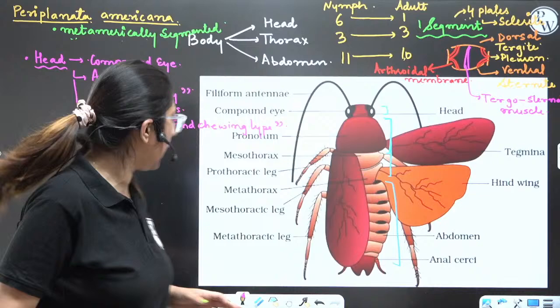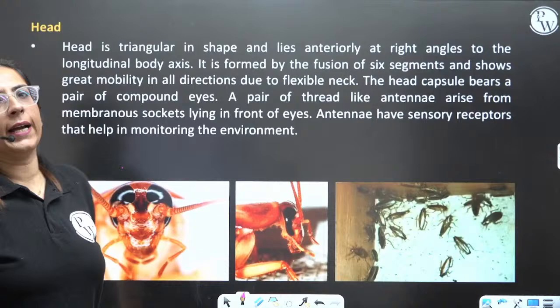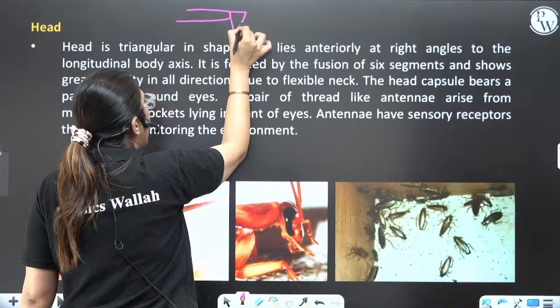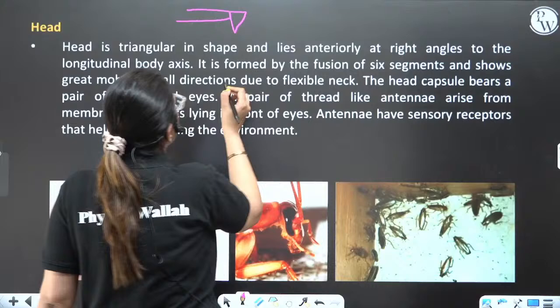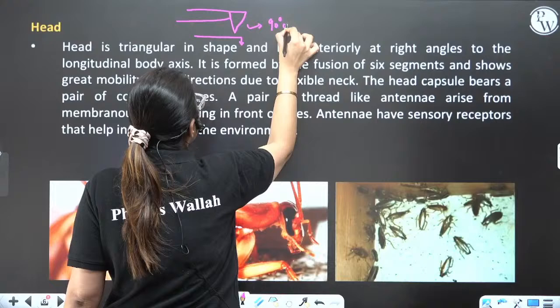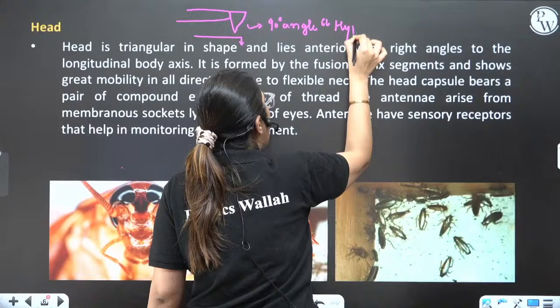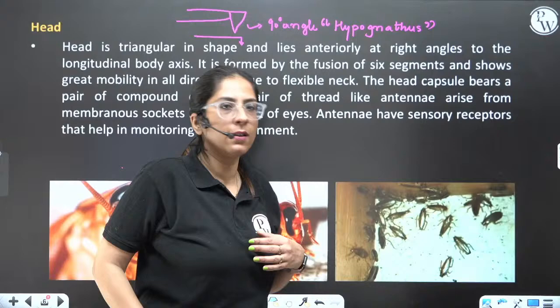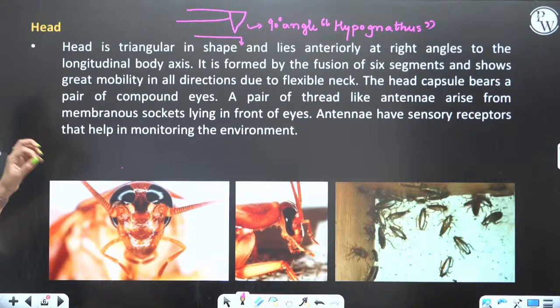Now, in the head, first let's talk about the position of the head. If you look, their body is like this and they have a head like this. That means you can see it is present at a 90 degree angle. We call this hypognathous. So we have a head like this, but they have a head like this. Clear? So that is hypognathous, a right angle.